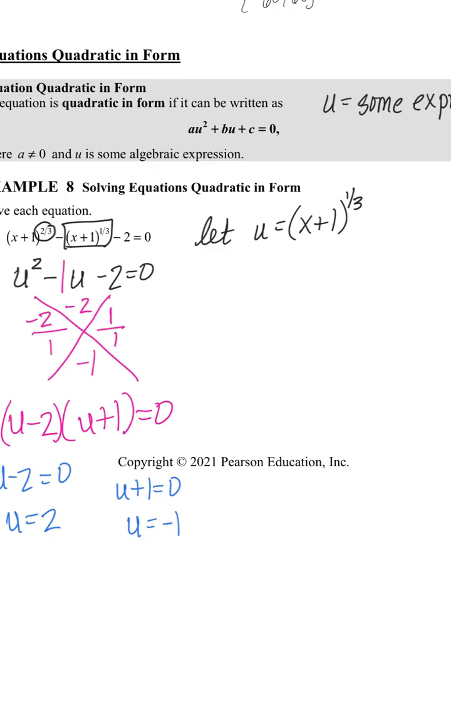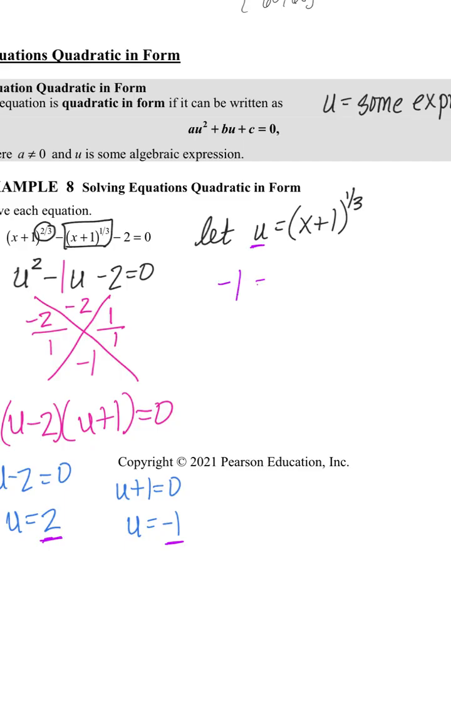So now I'm going to go back up here and plug this in, because this is the step everybody always forgets. So now I'm going to plug these back in. So I've got a 2 and a negative 1. So I'm going to have to do this twice because it says that u is equal to this, but I have 2 u's. So we're going to do the first one.